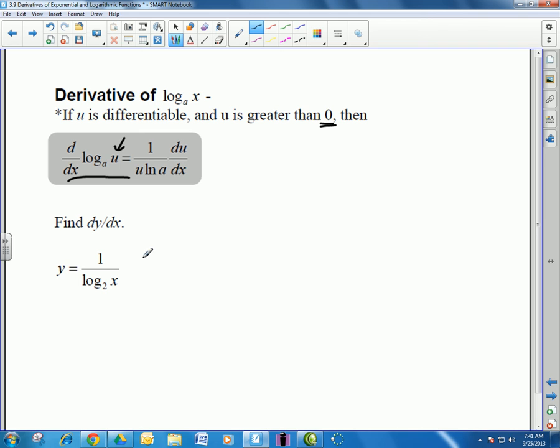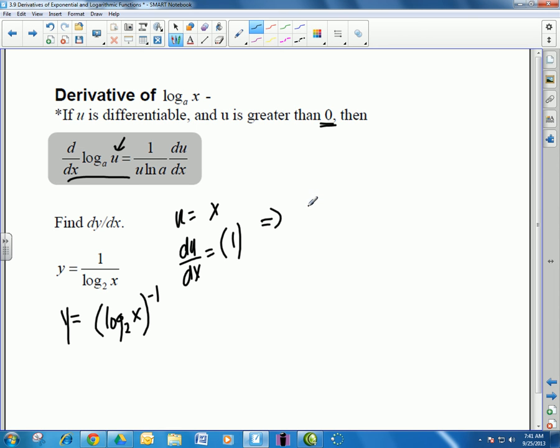First thing you have to do is rewrite this, because this is the same as log base 2 of x to the negative first. Now you can see that we're going to have to use the chain rule as well as the derivative of log rule up here. So the first thing we're going to do is identify your u. In this case, u is x. And then the derivative of u is just 1. Simple enough. So now let's look at this rule up here.